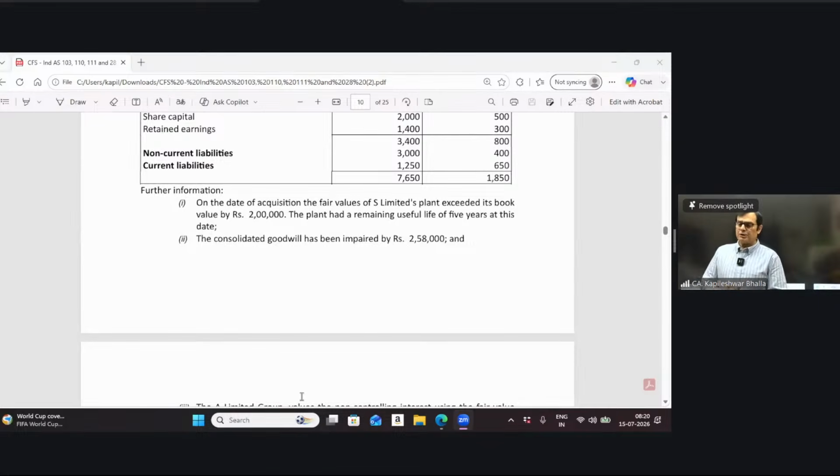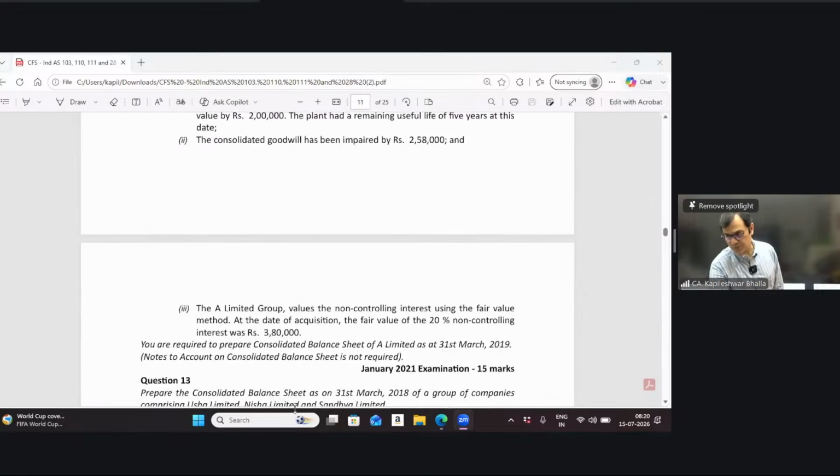Then he says in the additional information, on the date of acquisition, the fair value of the plant exceeded the book value by 2 lakhs, and the plant has a remaining life of 5 years. Consolidated goodwill is impaired by so and so. A Limited Group values the NCI using fair value, and the fair value of the 20% NCI is already stated. You're going to make a consolidated balance sheet on March 2019, and this is a January 2021, 15 marks question. Let's begin.